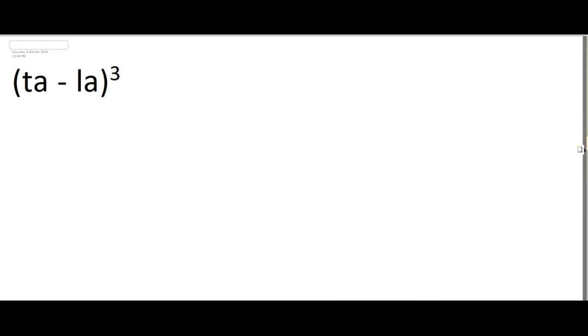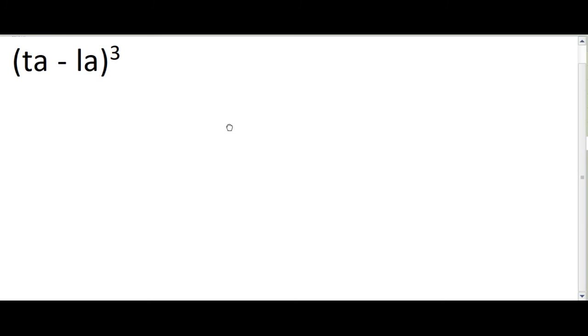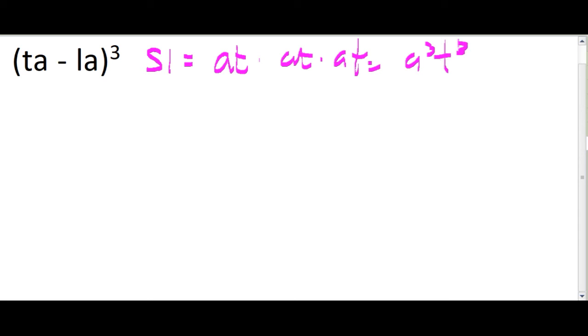Last but not the least, yan na naman si Tala. Now again, pag more than 1 ang literal coefficient, alphabetize. So, step 1, get the cube of the first term. So, AT times AT times AT is equal to A cubed T cubed.